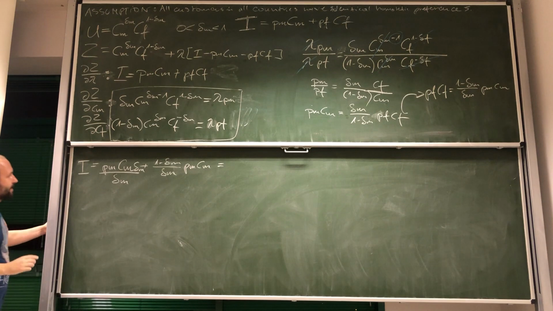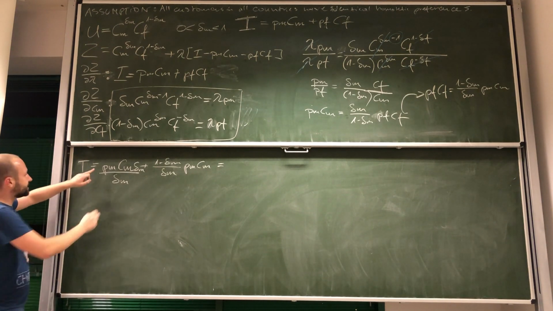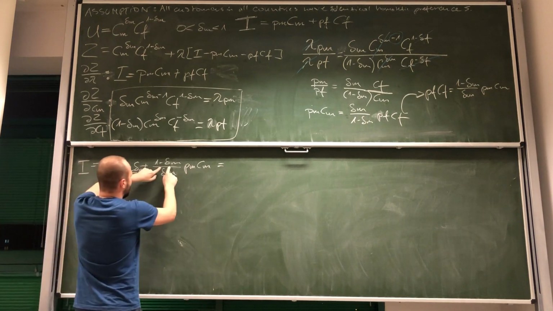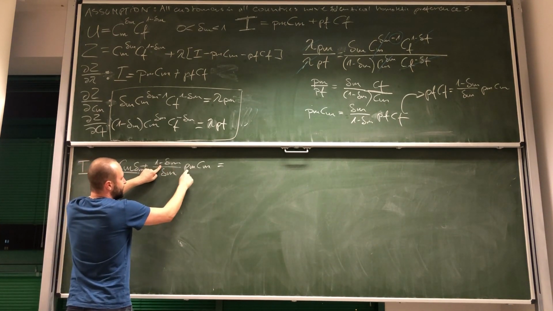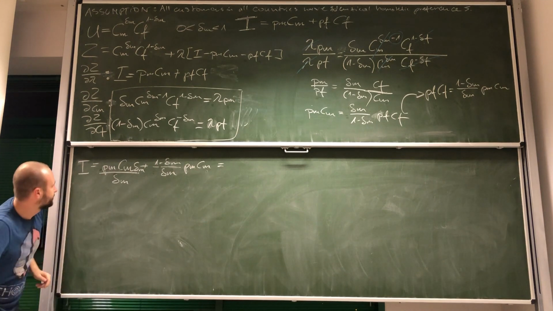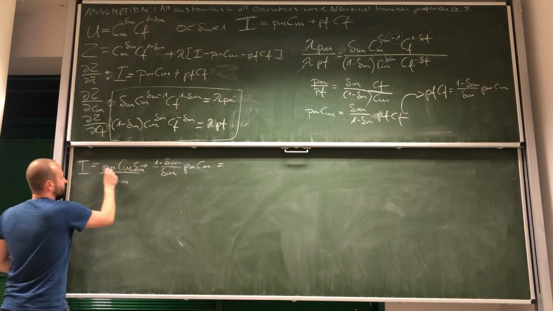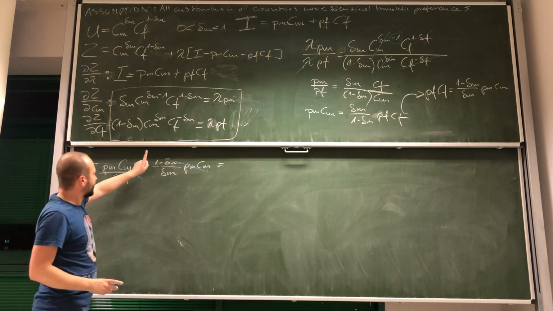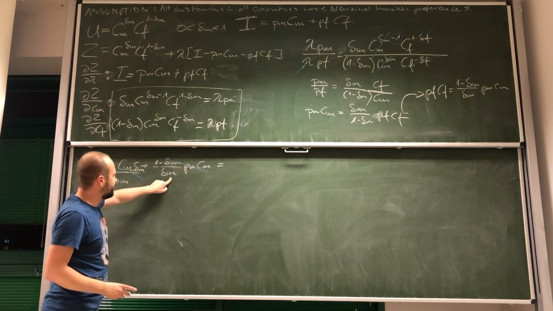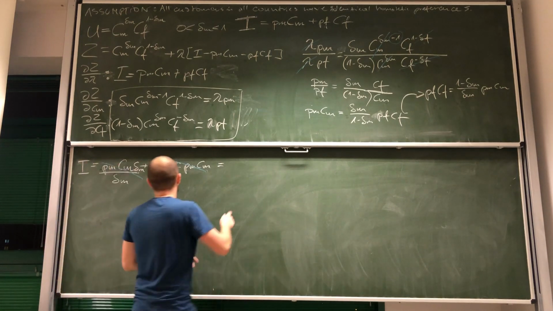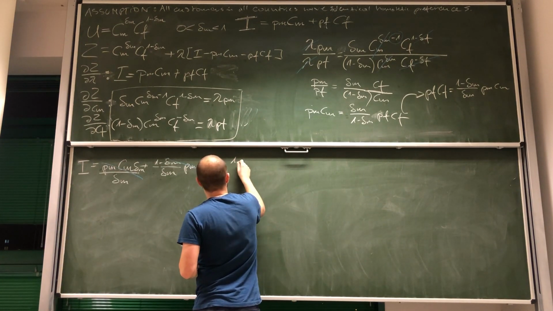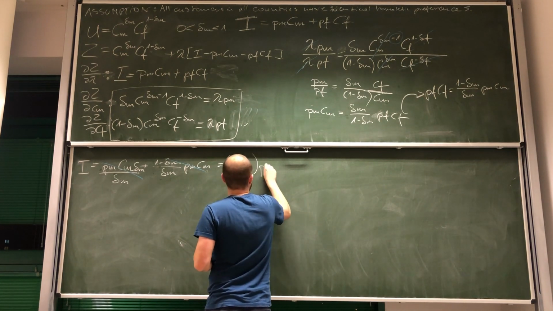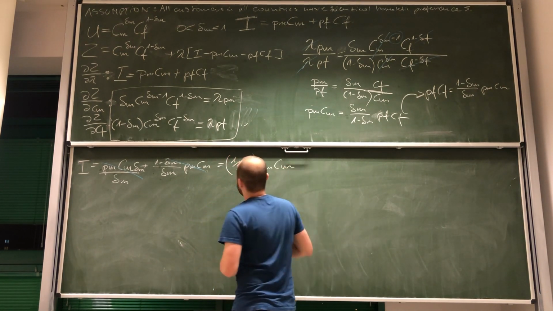delta m, and you see that this component, PmCm, is here also with minus PmCm. So those two will cancel each other out. And look, the only thing we've got left is 1 over delta m times PmCm.